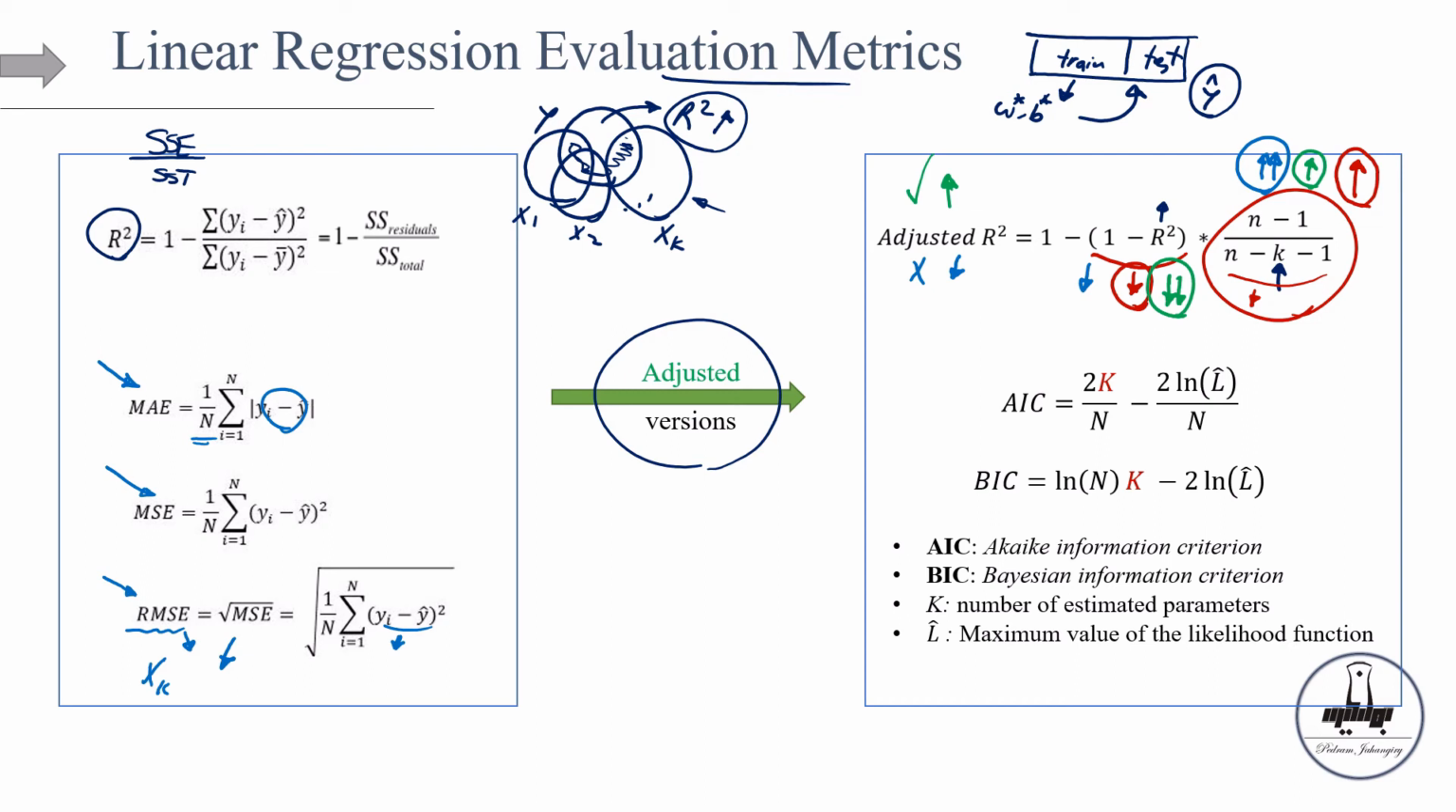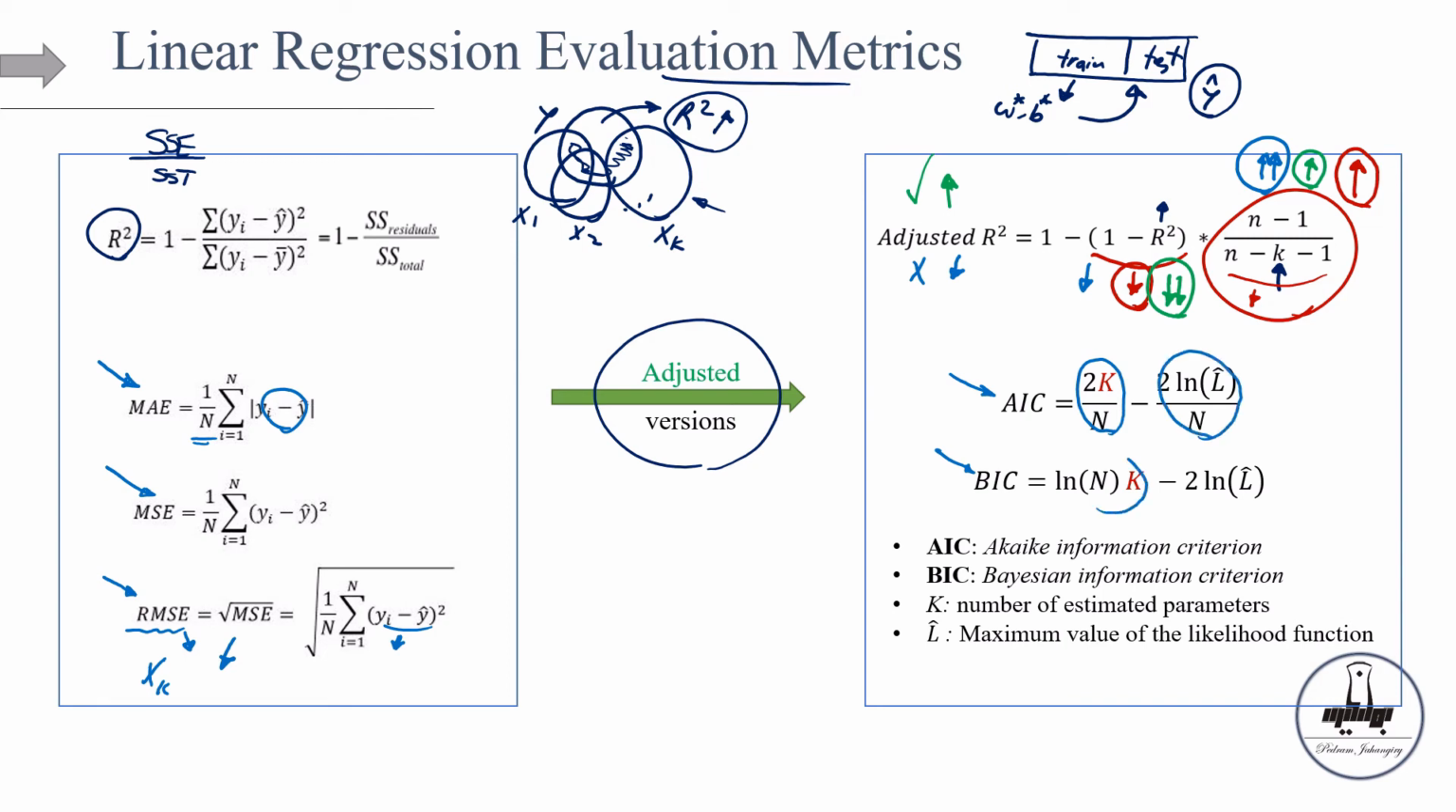Well, we can use something called AIC and BIC. AIC stands for Akaike Information Criteria, and BIC stands for Bayesian Information Criteria. The idea of these two statistics or metrics is pretty much the same. We are basically looking at a function of k, where k is the number of explanatory variables or number of features, minus a function of likelihood, right?